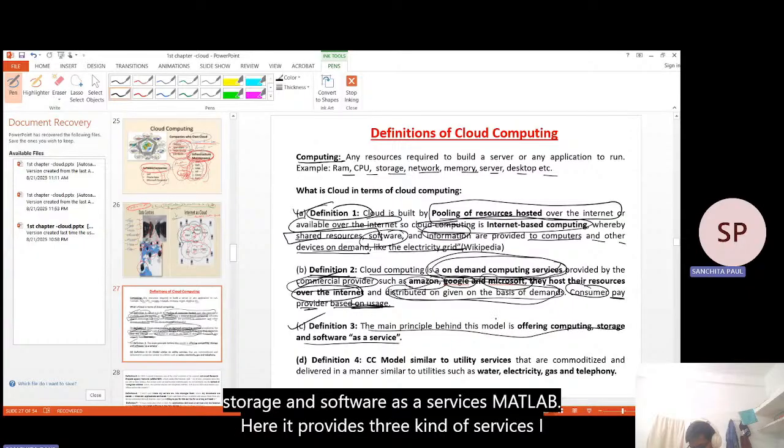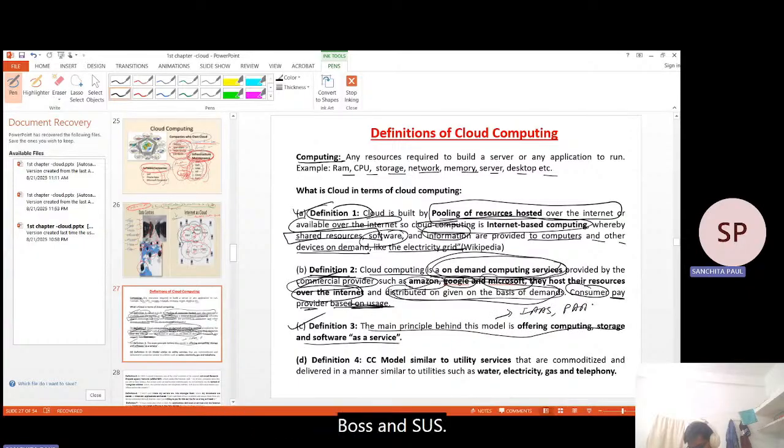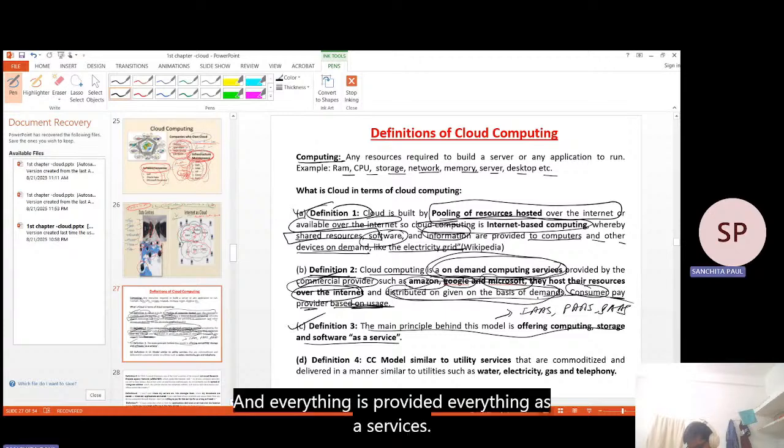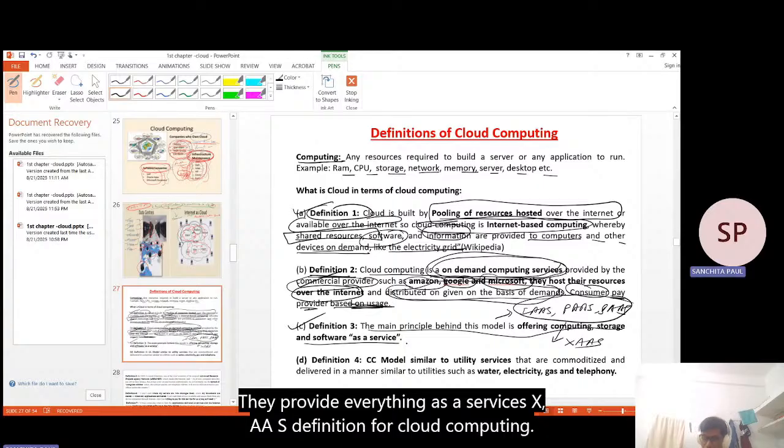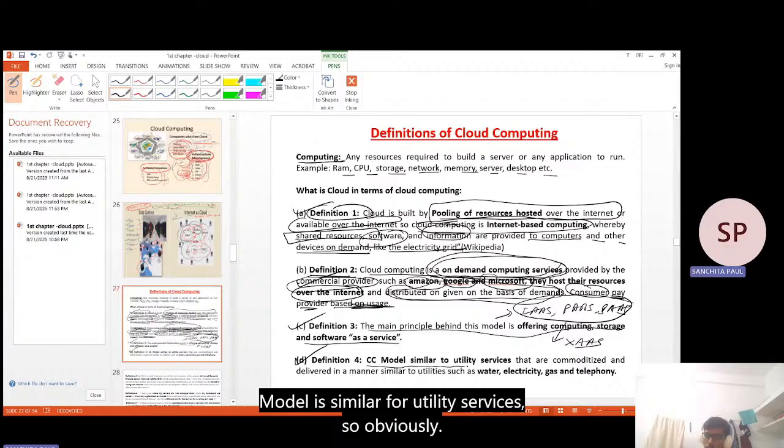मतलब here it provides three kinds of services: IaaS, PaaS and SaaS. And everything is provided. अगर सब कुछ चाहिए तो उसको हम लोग बोलते हैं XaaS, everything as a service. They provide everything as a service. XaaS. ठीक है. Definition 4, cloud computing model is similar to utility services.